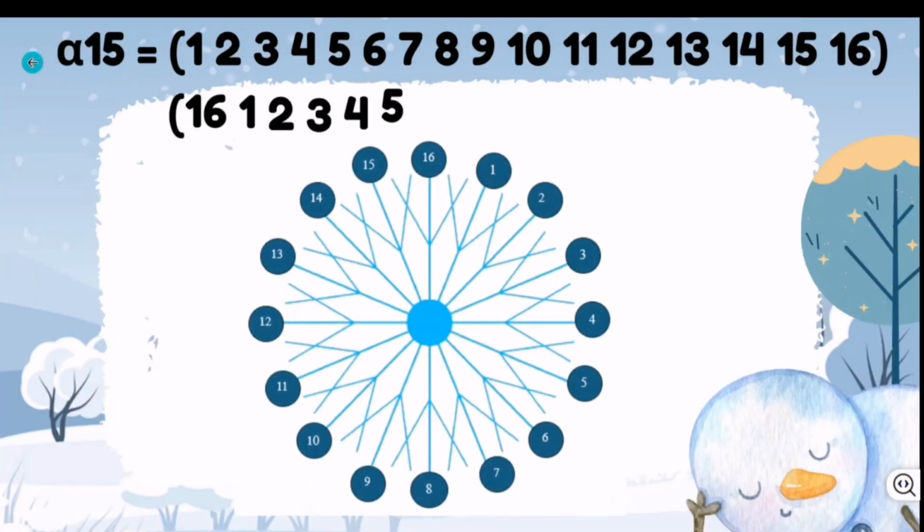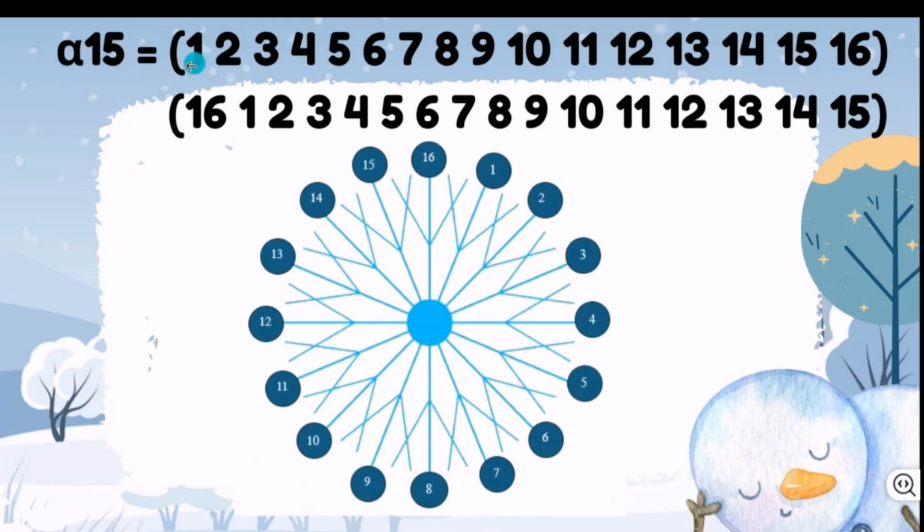And we have alpha sub 15 is equal to 1 to 16, 2 to 1, 3 to 2, 4 to 3, 5 to 4, 6 to 5, 7 to 6, 8 to 7, 9 to 8, 10 to 9, 11 to 10, 12 to 11, 13 to 12, 14 to 13, 15 to 14, and 16 to 15.